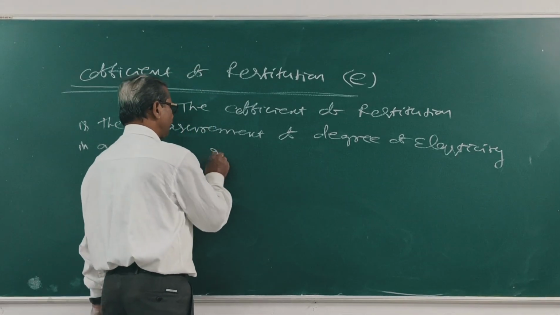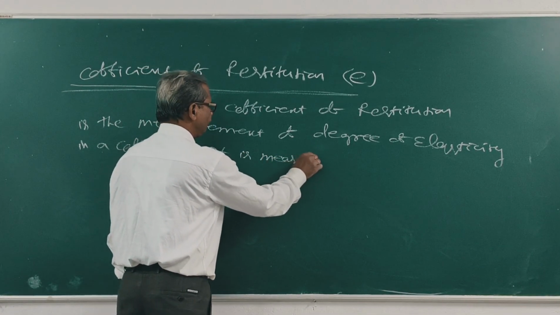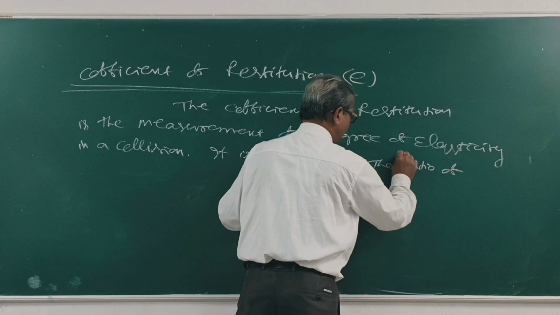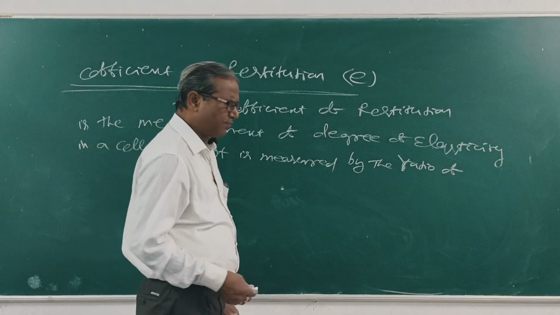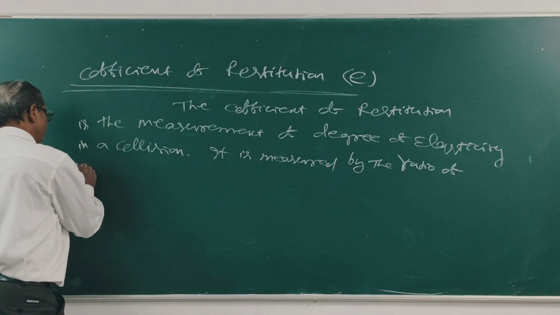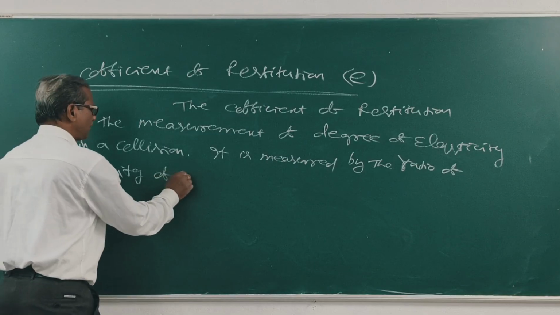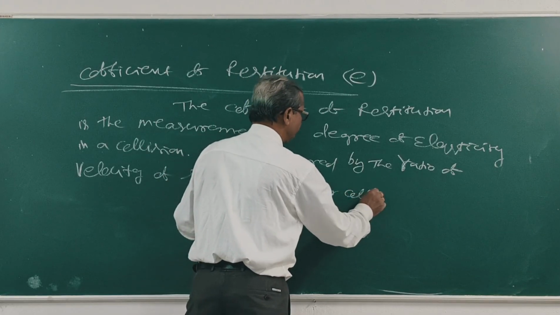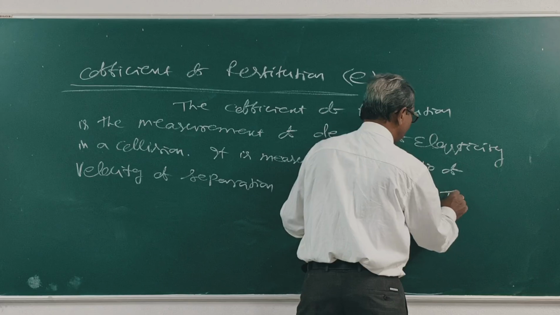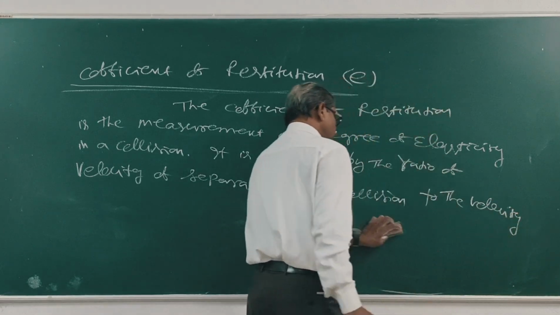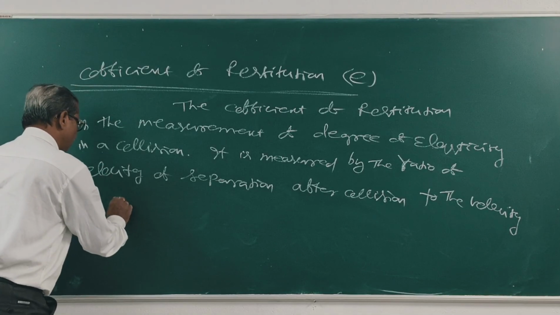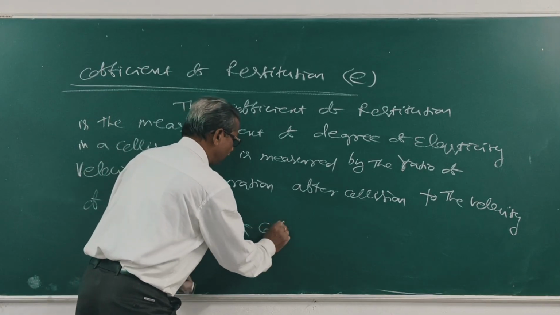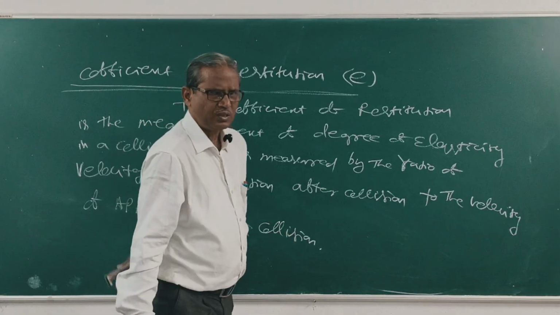It is measured as the ratio of velocity of separation after collision to the velocity of approach before collision. Clear? Separation by approach.